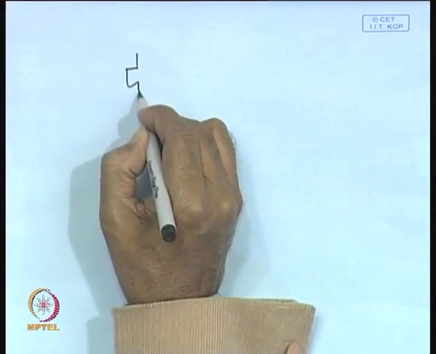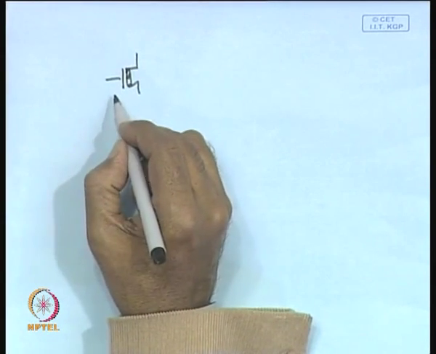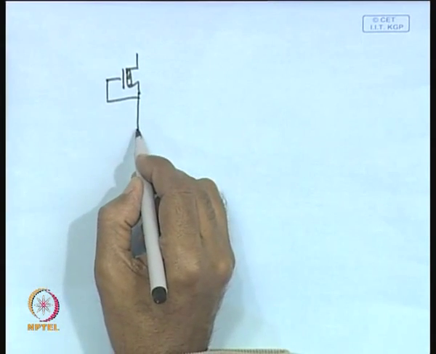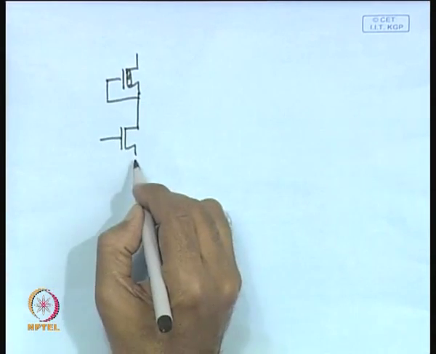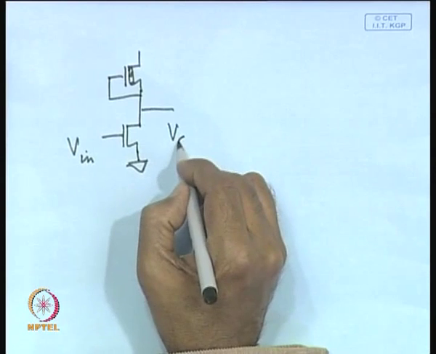Now, another question is on the NMOS depletion type transistor. Here VGS is equal to 0 volts every time, but in the paper there is some VGS equal to V out. So, this is a question related to a depletion mode transistor as a pull up device, and here you have an input, V in is applied here and you will get V out.